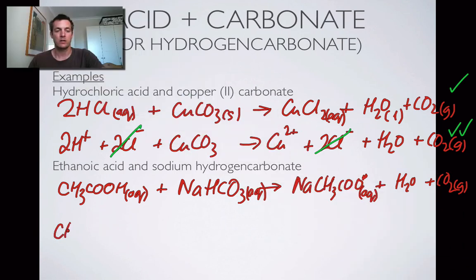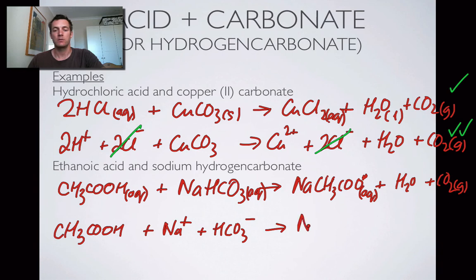I'm not going to change that because it's a weak acid. Same thing with weak base and any weak electrolyte. This is ionic, so it's Na plus and HCO3 minus. And what have we got here? We've still got a sodium ion, we've got an ethanoate ion, and we've got H2O and CO2.